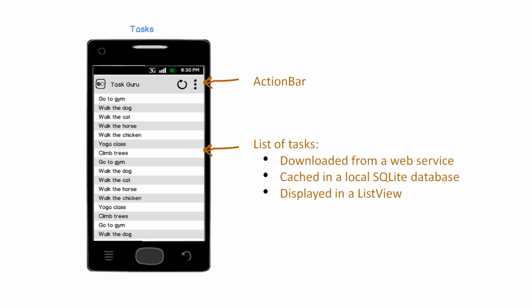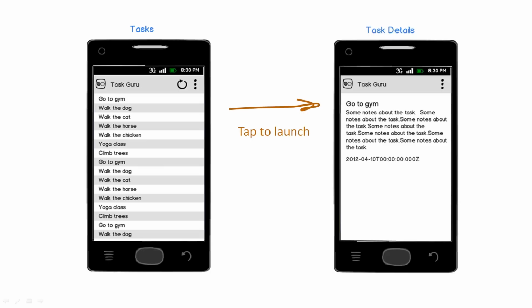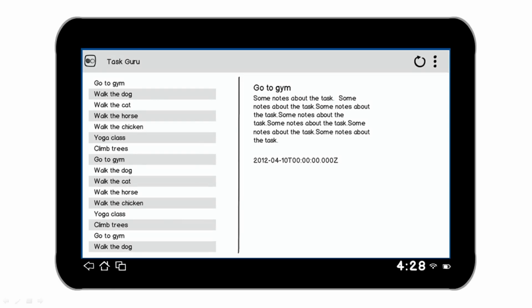The app we are going to build will call a web service, download the tasks, cache them in a local SQLite database, and display them in a list view. There will also be a refresh action on the action bar. When a task is selected, more details will be displayed on a new screen. On devices with larger screens, such as tablets, the list of tasks and task details will be displayed side by side on the same screen.